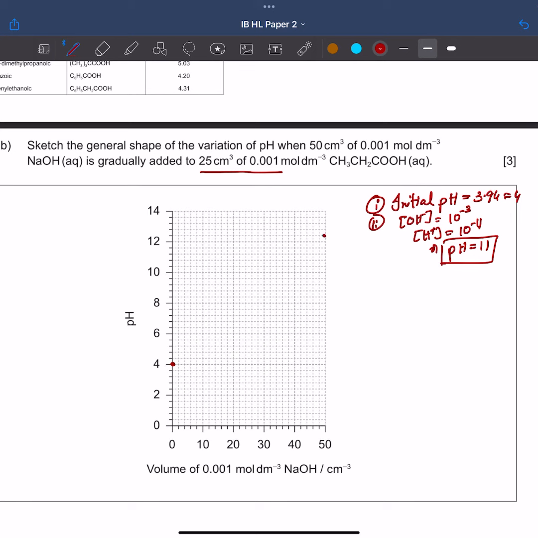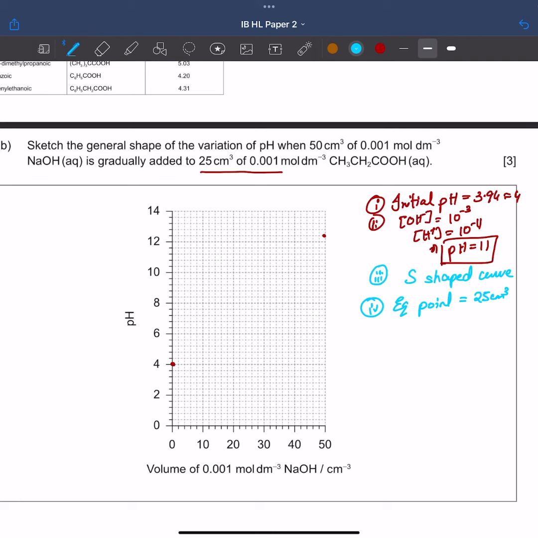Now see, this is a weak acid strong base titration. So we will have an S-shaped curve. Now where is the equivalence point? Equivalence point will be at 25 centimeter cube, because obviously both of them have the same concentration. So 25 centimeter cube of NaOH will completely neutralize all of the acid. So equivalence point is at 25 centimeter cube.